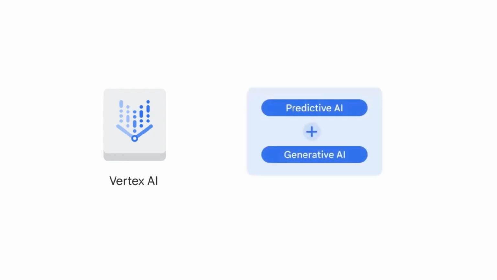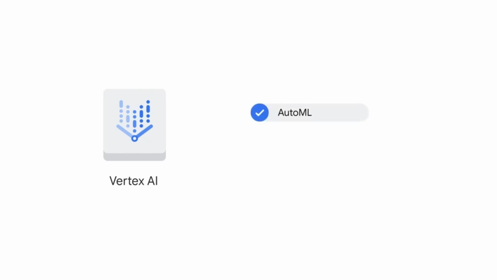Second, Vertex AI is a unified platform that encompasses both predictive AI and generative AI. Predictive AI allows for sales forecasting and classification, while generative AI enables the creation of multimodal content. Vertex AI allows users to build ML models with either AutoML, a no-code solution, or custom training, a code-based solution.